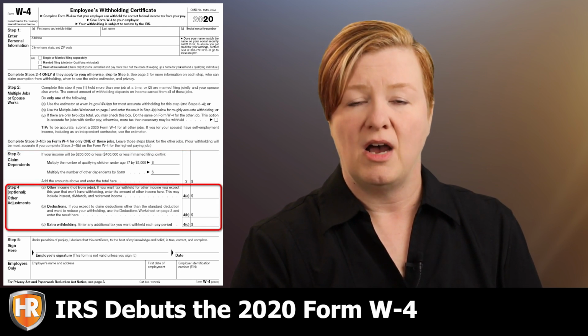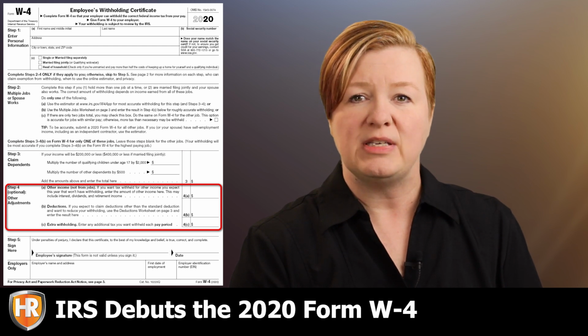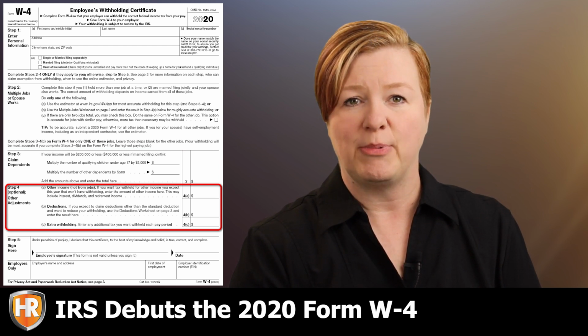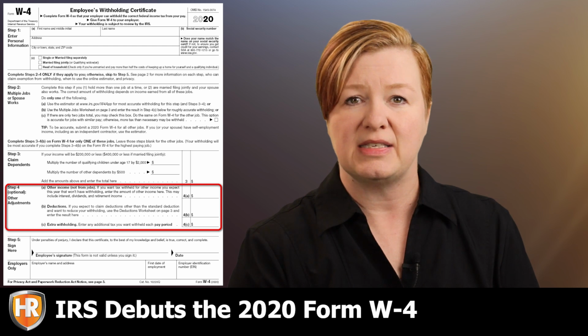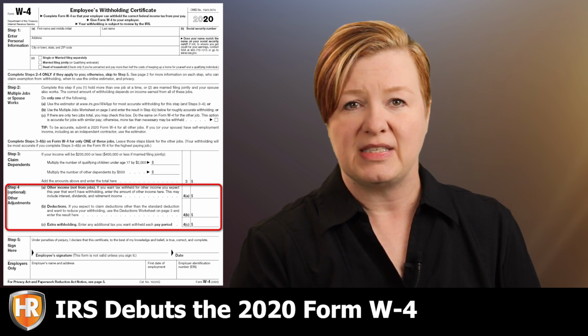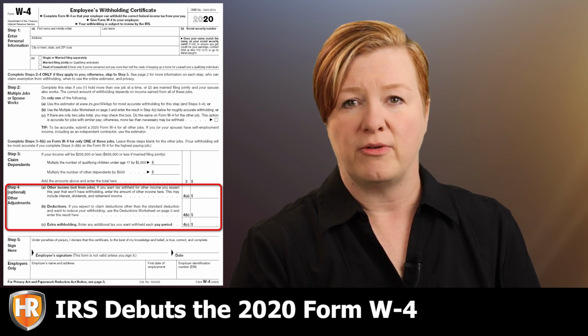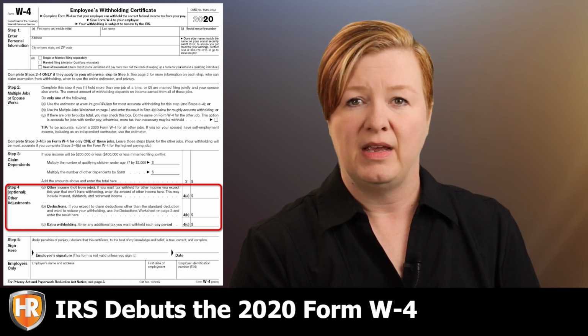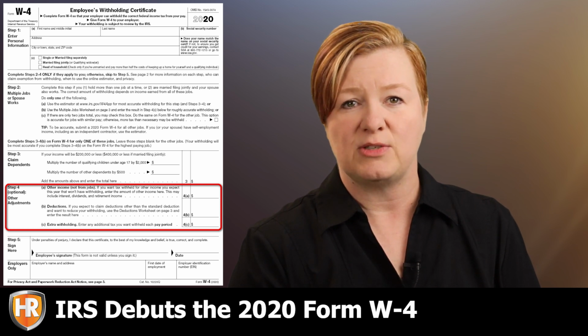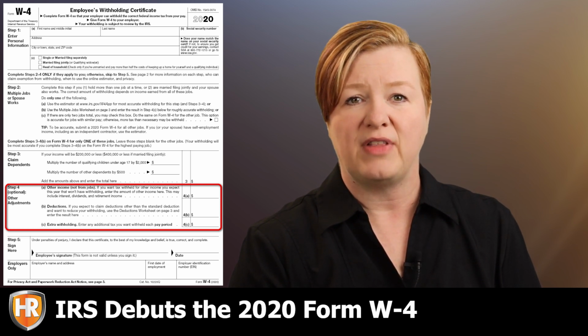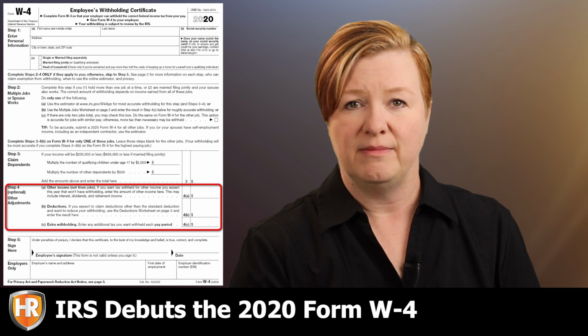Step 4. Other adjustments. Employees may account for other income, such as capital gains, and other deductions in this step. Employees who complete this step may raise or lower their income tax withholding, depending on whether they are accounting for other income or other deductions, respectively. Employees who want more income taxes withheld from their pay may enter a flat amount on line 4C.